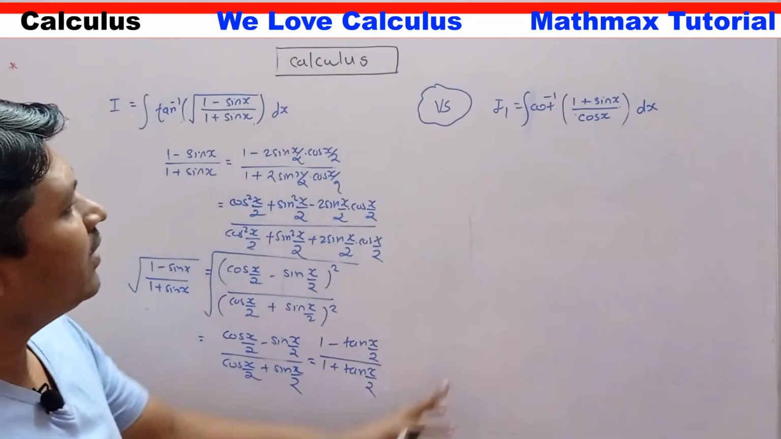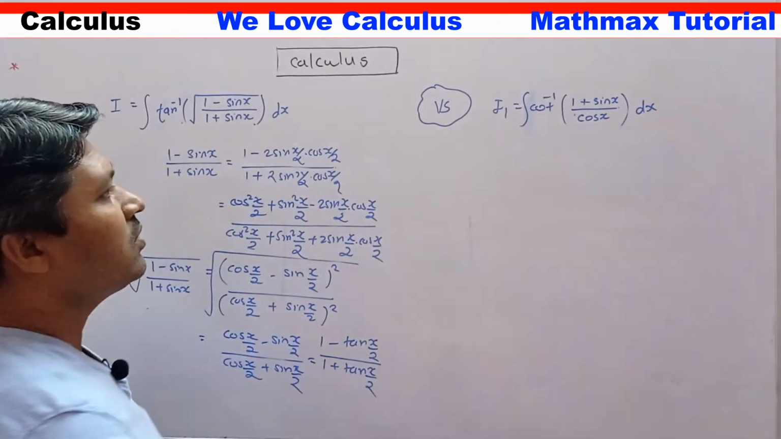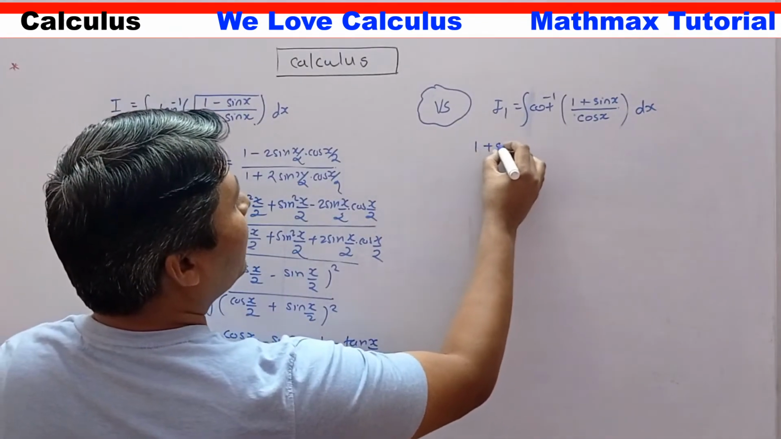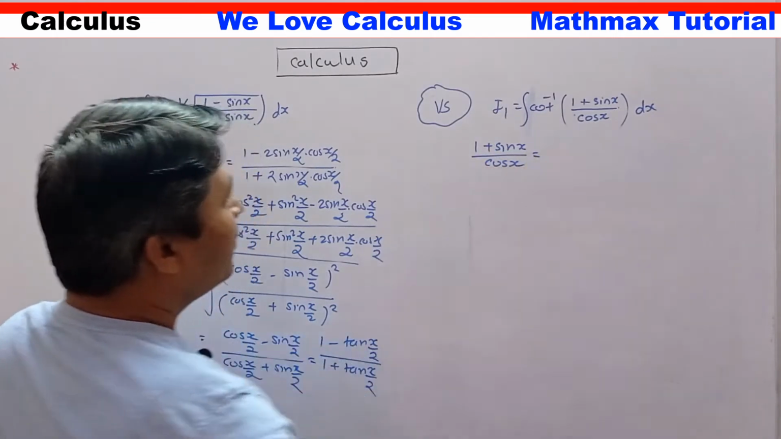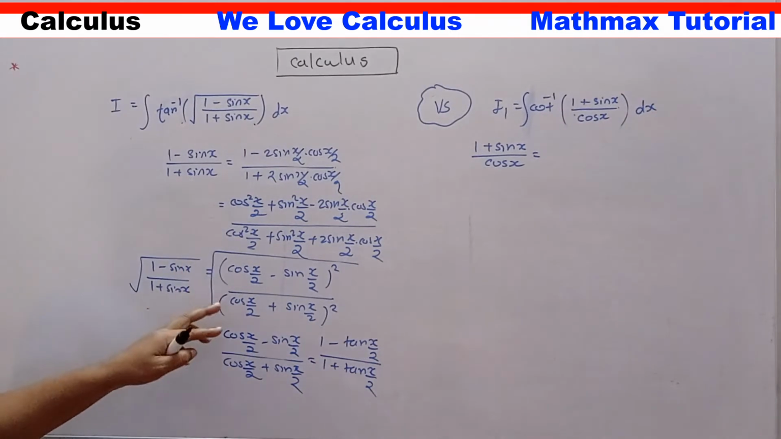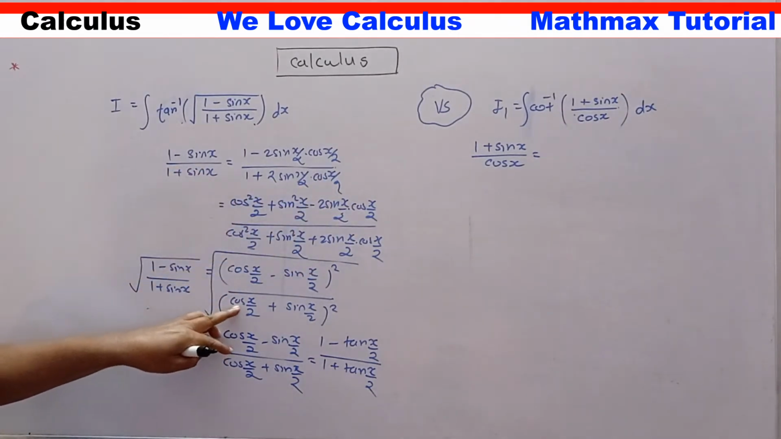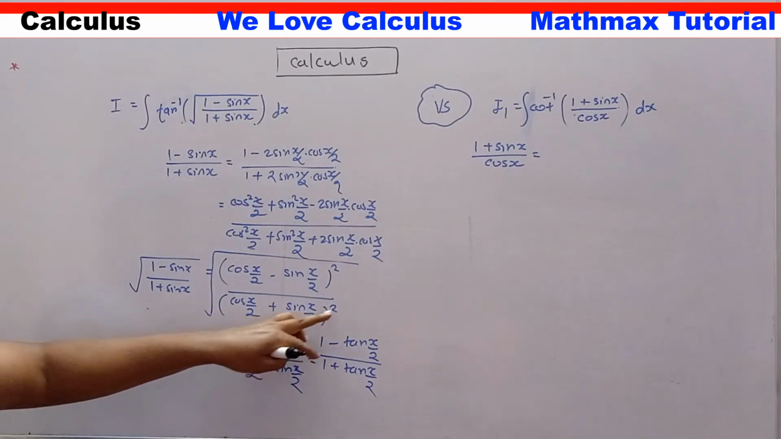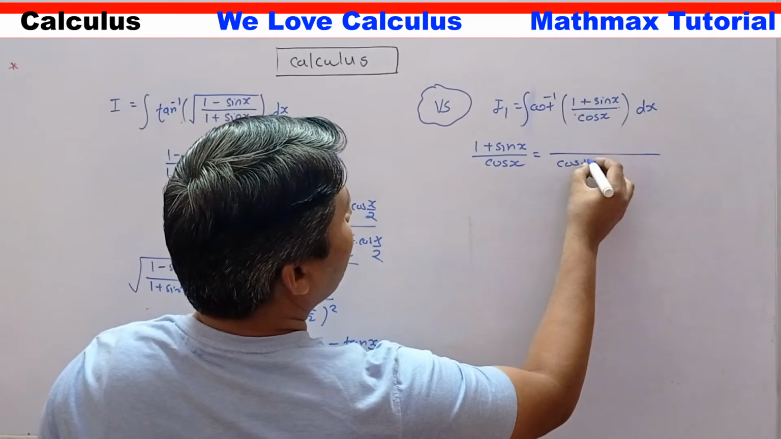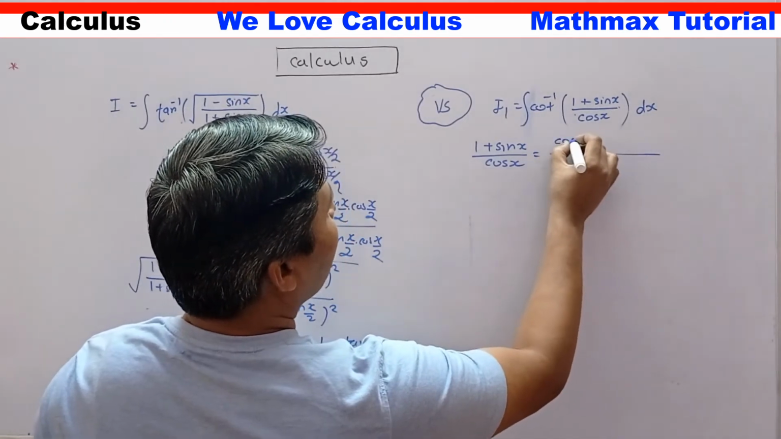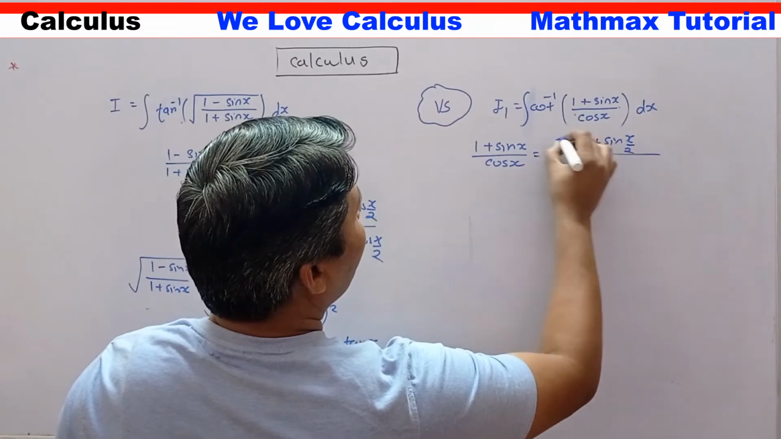Now we simplify the term (1 plus sin x) divided by cos x. Okay, and for the term 1 plus sin x, it becomes (cos x by 2 plus sin x by 2) bracket square. Yes, okay, therefore this term becomes cos x by 2 plus sin x by 2, bracket square.